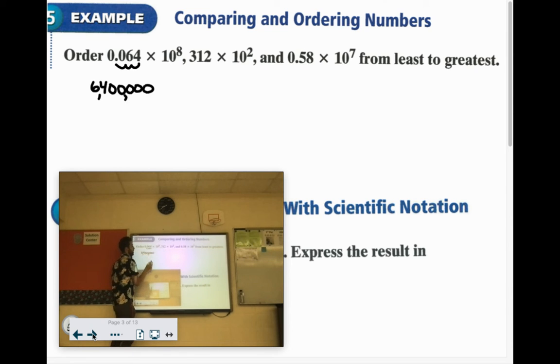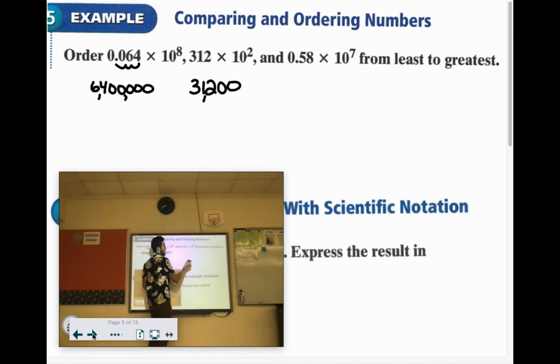So 6,400,000. 312 times 10 to the second. We'd move the decimal 2 places to the right. So 2 more zeros behind, 31,200. And 0.58 times 10 to the 7th. We move it twice, becomes 58. We need 5 more zeros behind it.